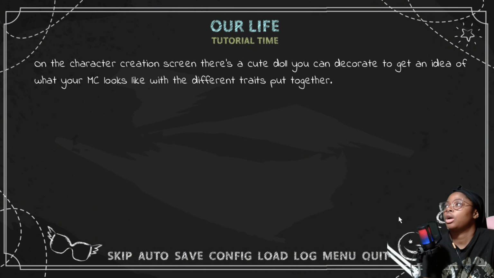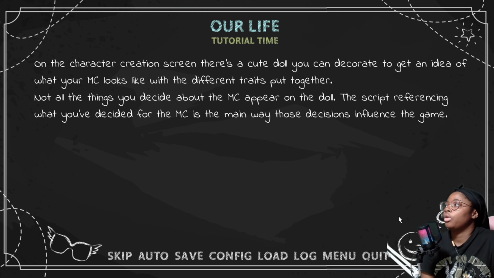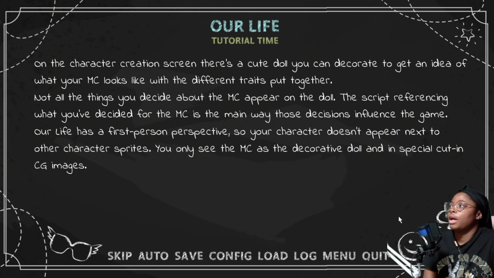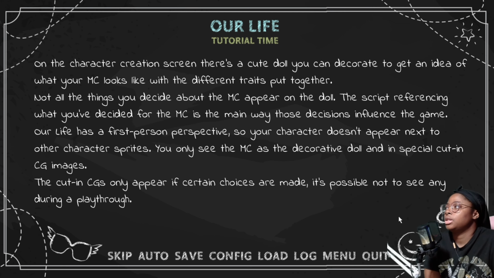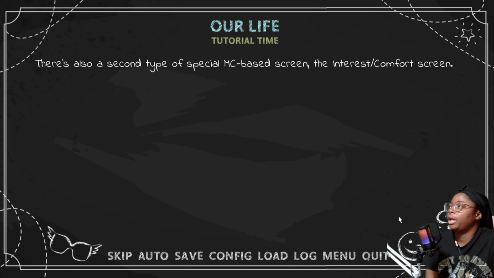On the character creation screen, there's a cute doll you can decorate to get an idea of what the MC looks like with the different traits put together. Not all the things you decide about the MC appear on the doll. The script referencing what you've decided for the MC is the main way those decisions influence the game. Our Life has a first-person perspective, so your character doesn't appear next to the other character sprites. You only see the MC as a decorative doll and in special cutscene CG images. And the cut-in CG only appears if certain choices are made. It's possible to not see any through a playthrough.